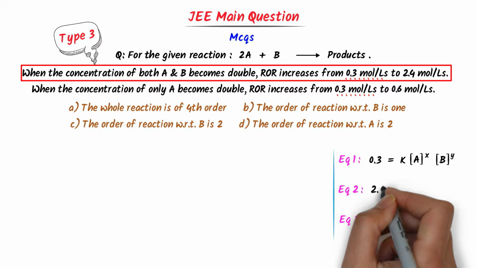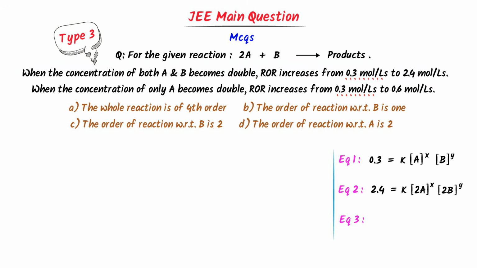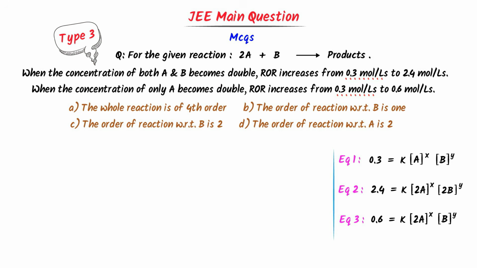I write 2.4 is equal to K into 2 times concentration of A raised to the power X and 2 times concentration of B raised to the power Y. Thirdly, according to the given statement, when the concentration of only A is doubled, the rate of reaction increases from 0.3 to 0.6. I write 0.6 is equal to K into 2 times concentration of A raised to the power X and concentration of B raised to the power Y.